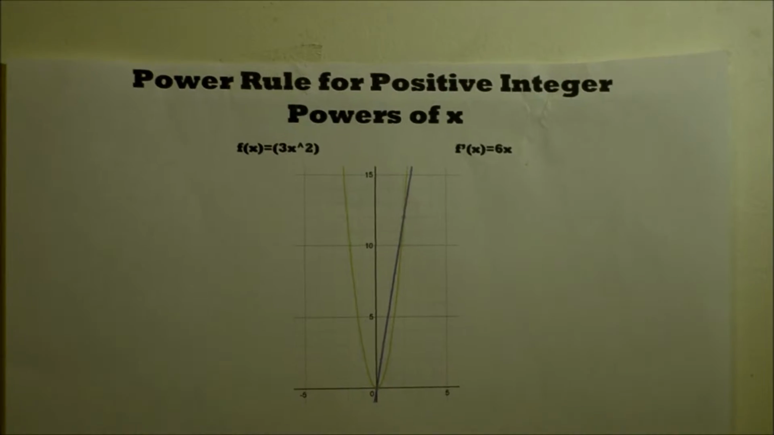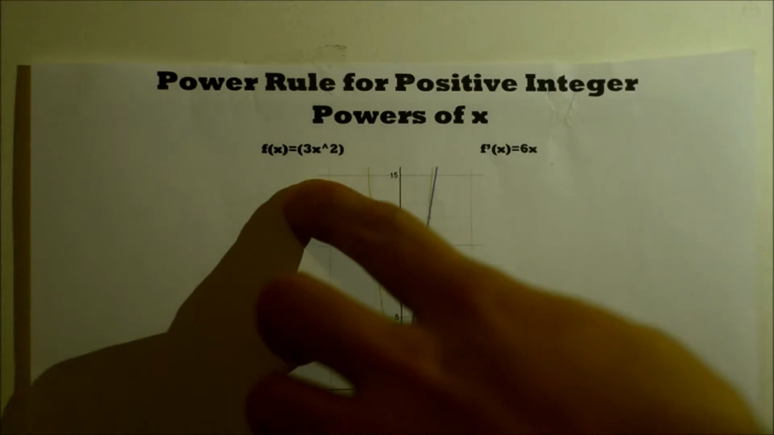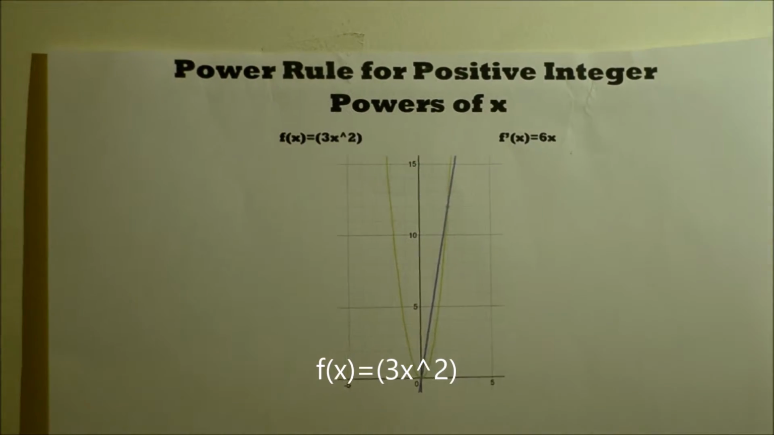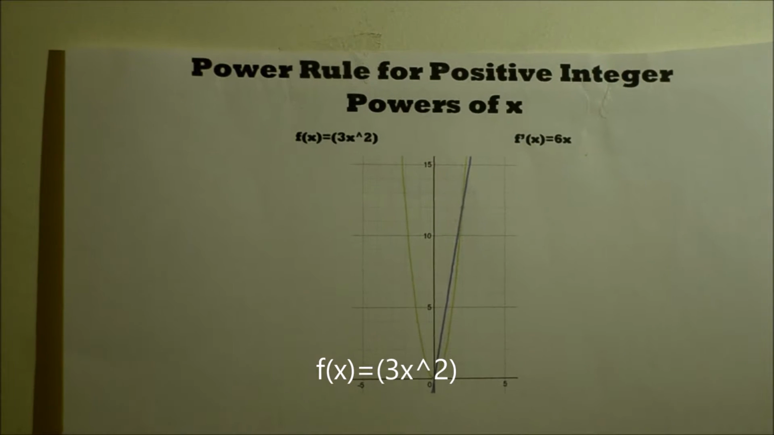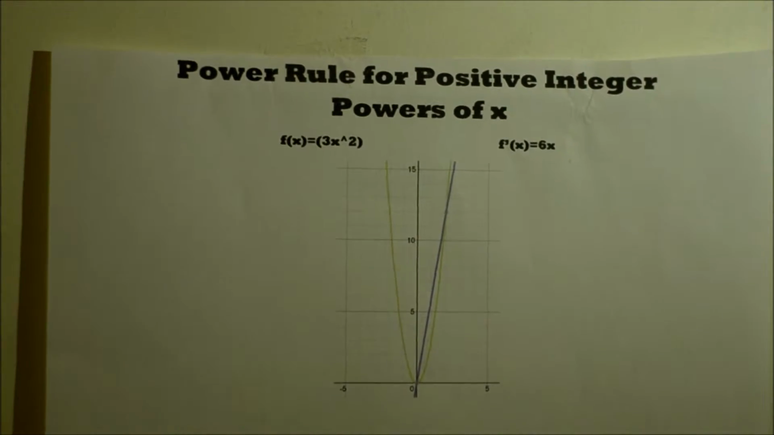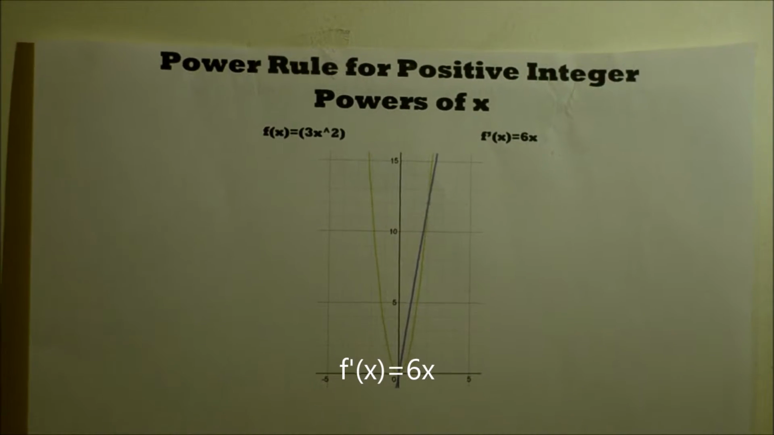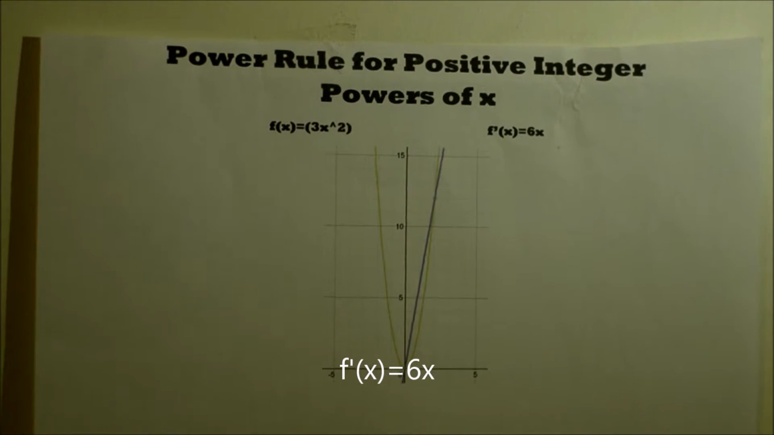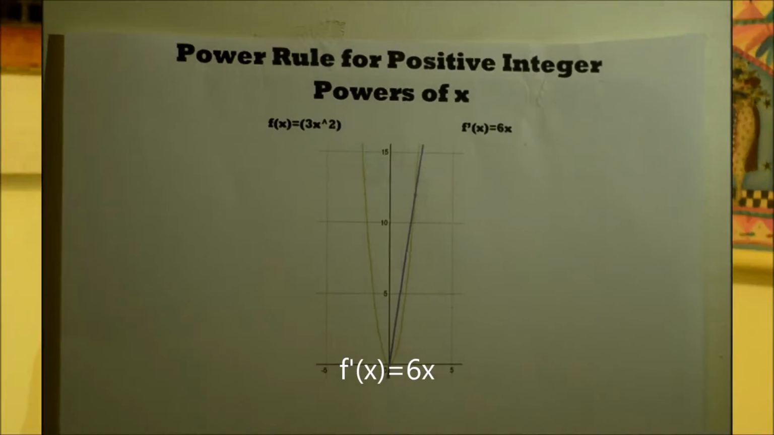Anytime you have a function like f of x equals 3x squared, you take the exponent and multiply it by the leading coefficient, and then subtract 1 from the exponent. So the derivative of 3x squared would just be 6x to the first, or 6x.